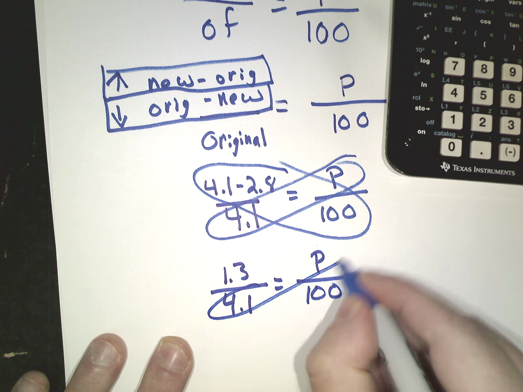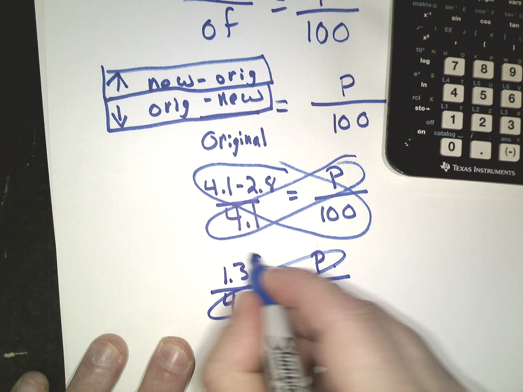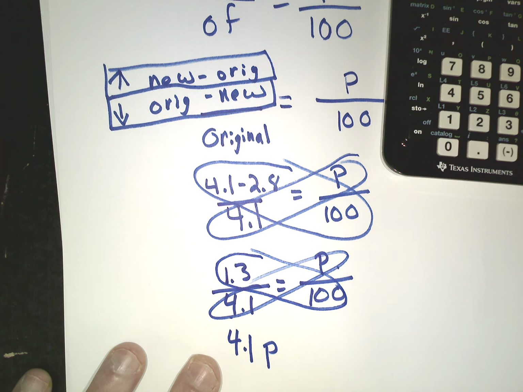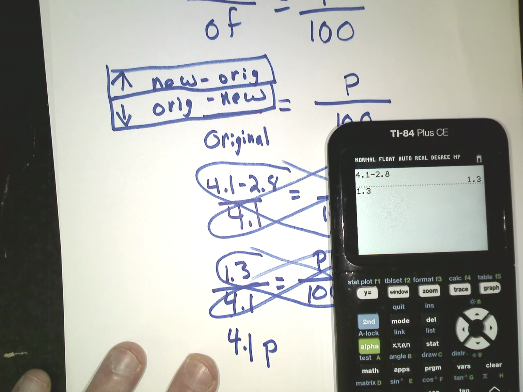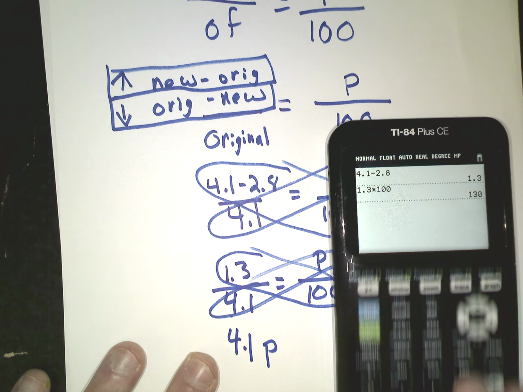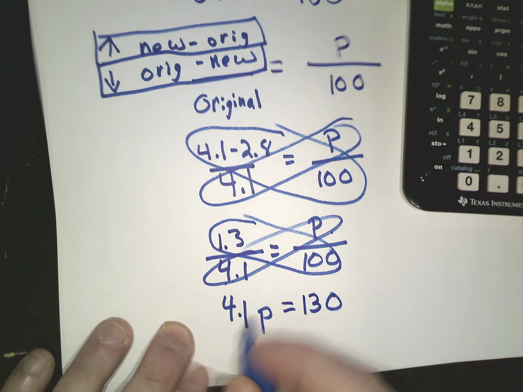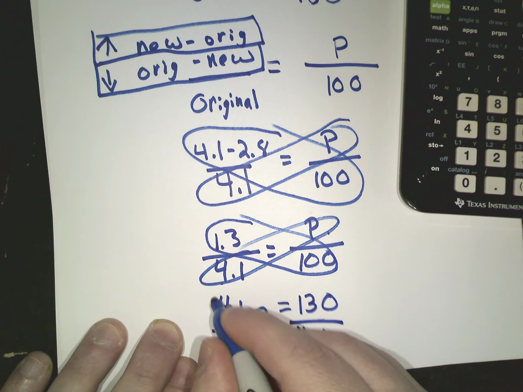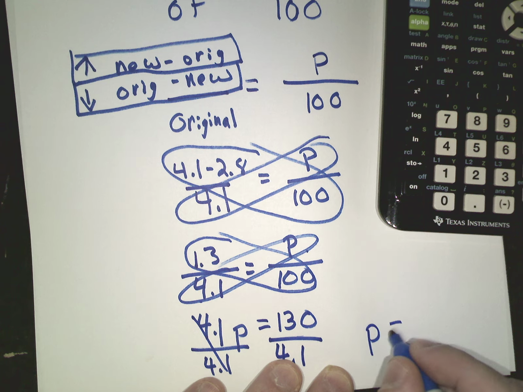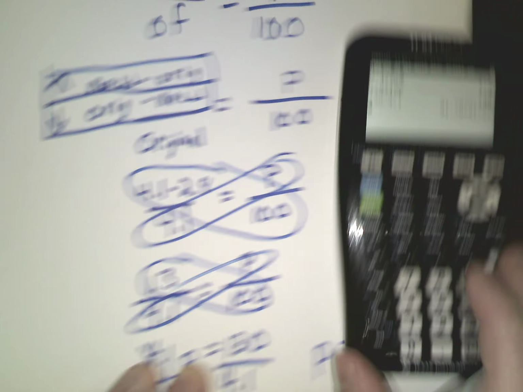Now we do this. 4.1 times P is 4.1 P. 1.3 times 100 is 130. Then I'm going to take this and divide both sides by 4.1. Gone. P equals 130 divided by 4.1, which is equal to 32%.